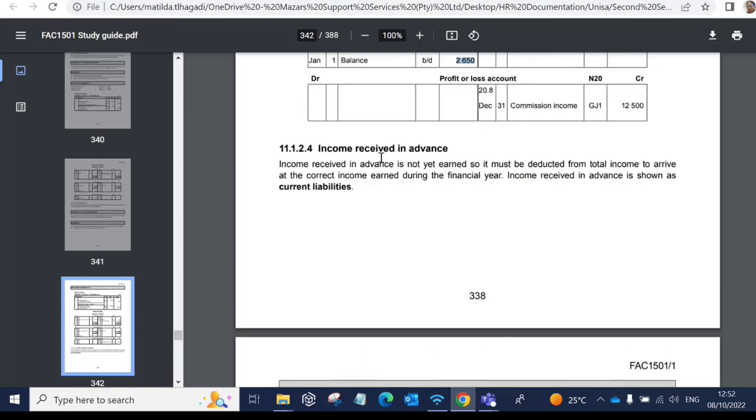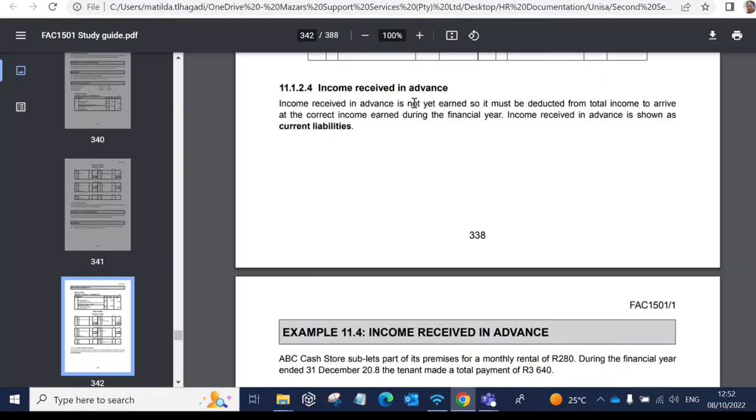Okay, so income received in advance. Income received in advance is not yet earned, so it must be deducted from the total income to arrive at the correct income earned during the financial year. Income received in advance is shown as a current liability.